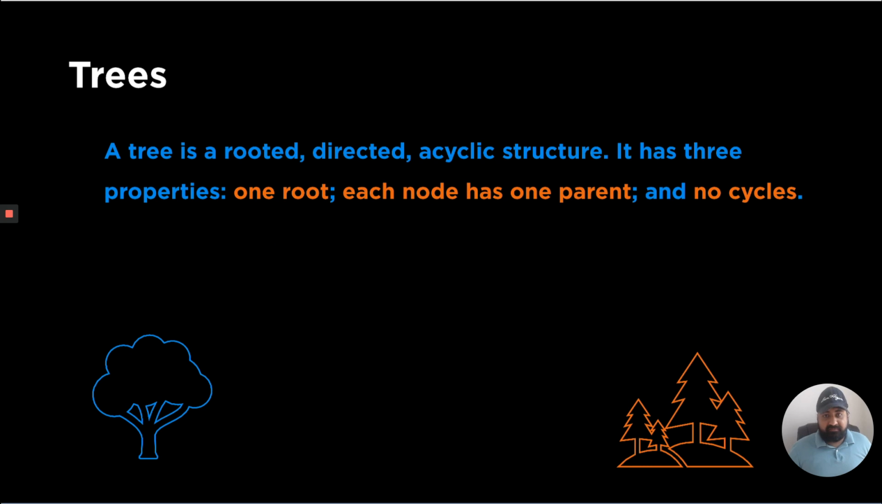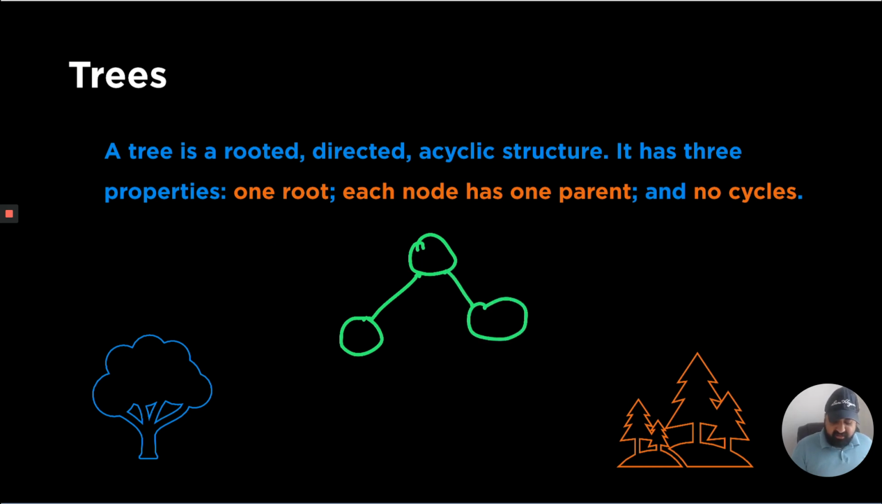So let's get started. A tree is basically a data structure that is rooted, directed, and acyclic in nature. If you're confused by any of those words, don't worry, I'm going to explain each of them in just a second. Basically, a tree has three properties. The first one is that it has just one root, which is, if we are drawing a tree in the context of computer science, the head element. And out of this, there might be multiple nodes.